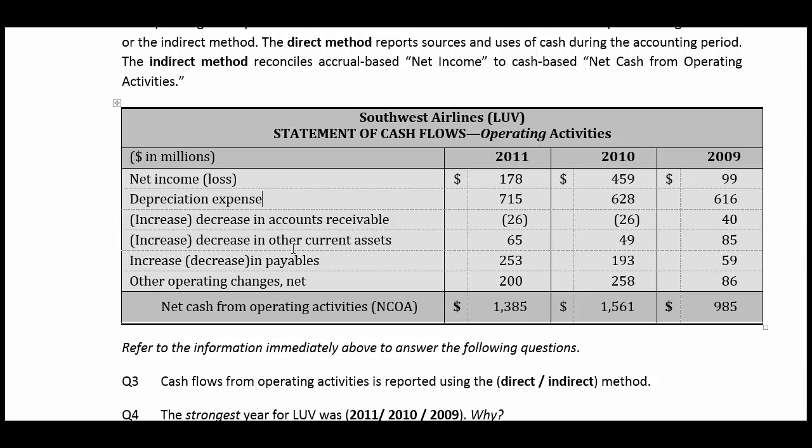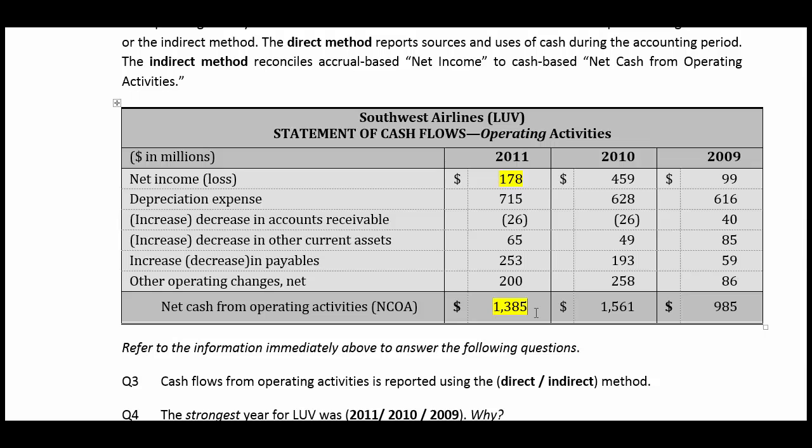Now let me explain the difference here. Let's walk through one of these. In 2011, Southwest Airlines made $178 million in income. Very nice. But this is the interesting part. It had $1,385 million in cash flow. Look at the difference. Let me repeat the numbers. $178 million in income, $1,385 million in net operating cash flows.